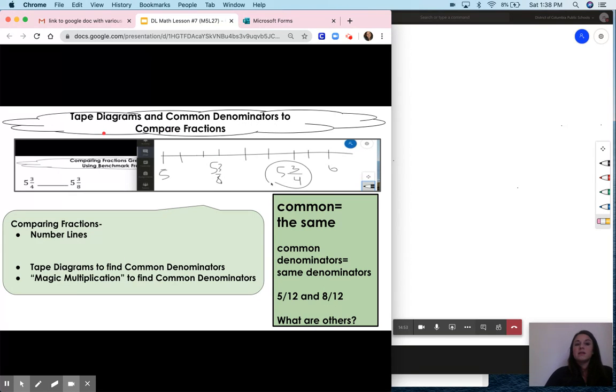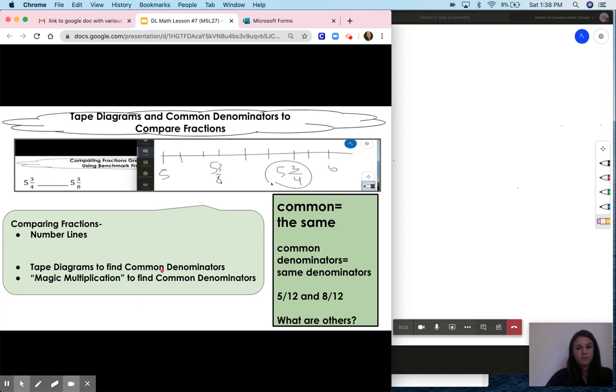Today we're going to use tape diagrams and common denominators to compare fractions, instead of comparing on a number line like we just did. And this is a clip from last week's lesson, so you probably remember those fractions from last week's lesson in that number line. So we already know how to use number lines, but as we see, it takes a little bit of work. So here's some faster ways. We could use tape diagrams, or we could use magic multiplication to find common denominators.